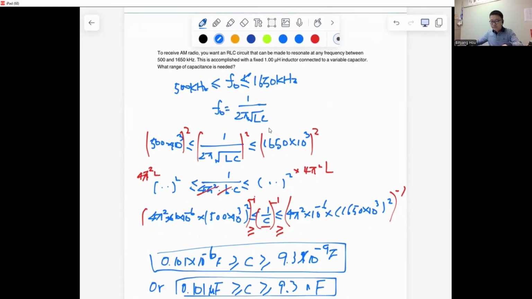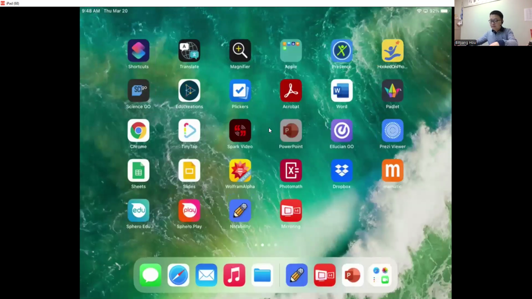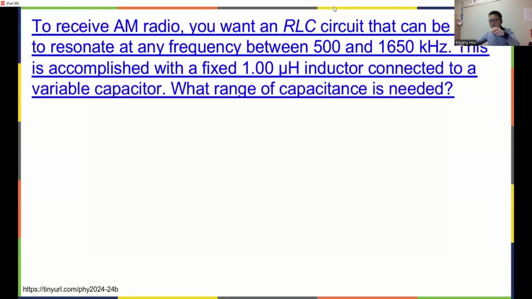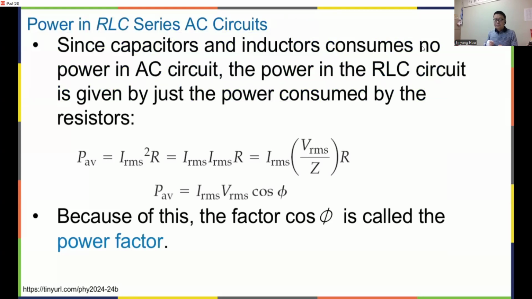Let's go back to the PowerPoint. Next, let's talk about the power consumed in the RLC circuit. Previously, if you remember, we said that inductors and capacitors placed in the AC circuit do not actually consume power, so all the power is consumed just by the resistor. The average power consumed should be just IRMS squared times R.